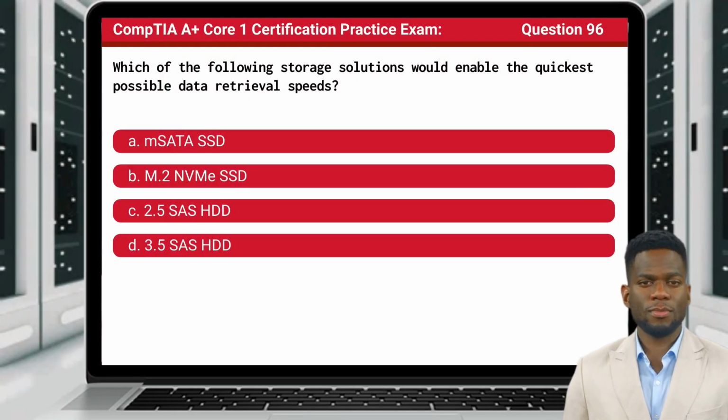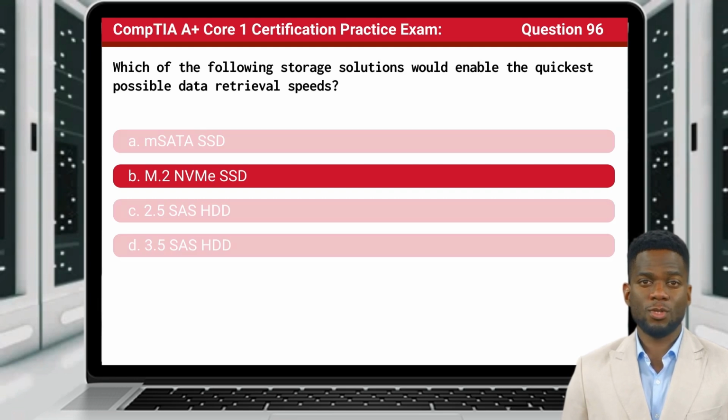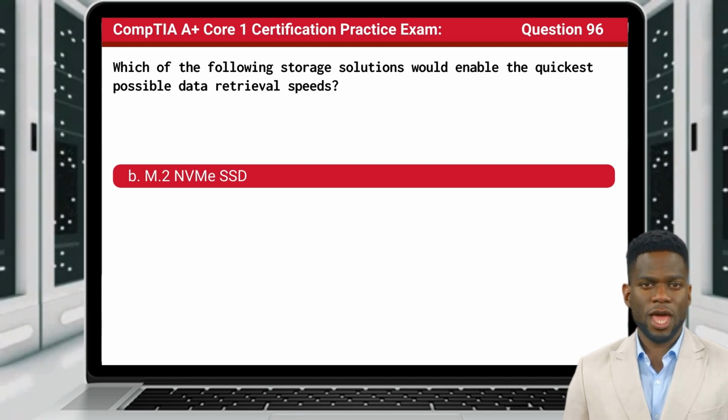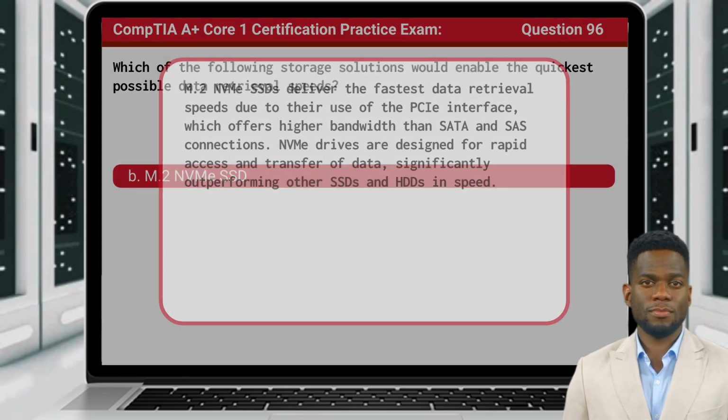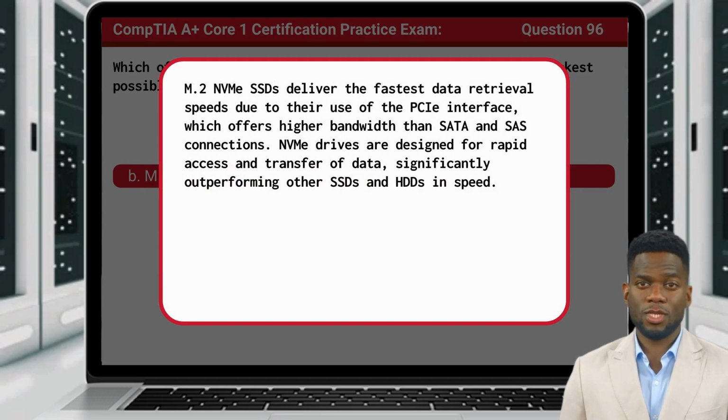Question 96. Which of the following storage solutions would enable the quickest possible data retrieval speeds? The answer is B. M.2 NVMe SSD. M.2 NVMe SSDs deliver the fastest data retrieval speeds due to their use of the PCIe interface, which offers higher bandwidth than SATA and SAS connections. NVMe drives are designed for rapid access and transfer of data, significantly outperforming other SSDs and HDDs in speed.